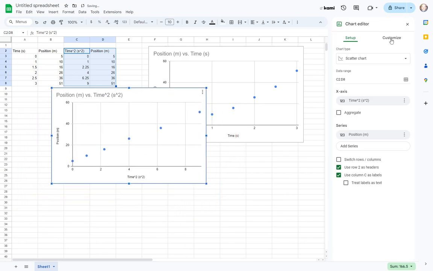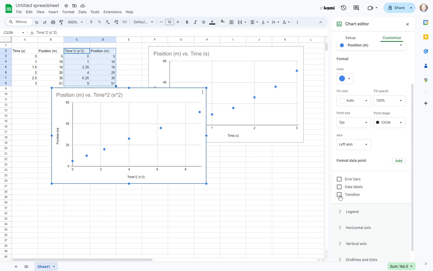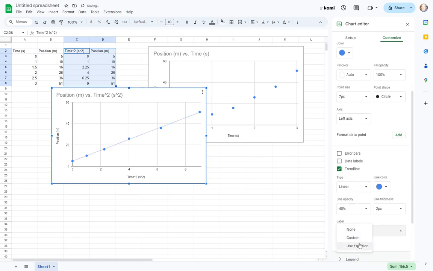Let's add a trend line by clicking Customize, Series, scroll down to the checkbox for trend line, label, use equation. Our equation is y equals 5.09x. 5.09 is the slope, and plus 4.91. 4.91 is our y-intercept right here.